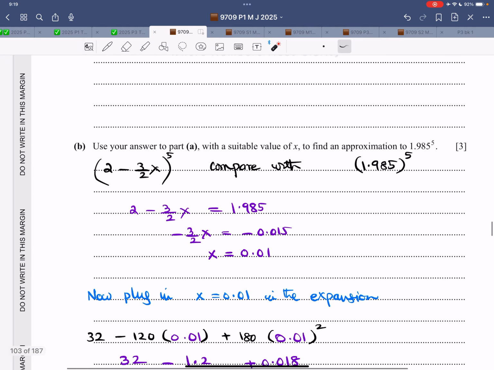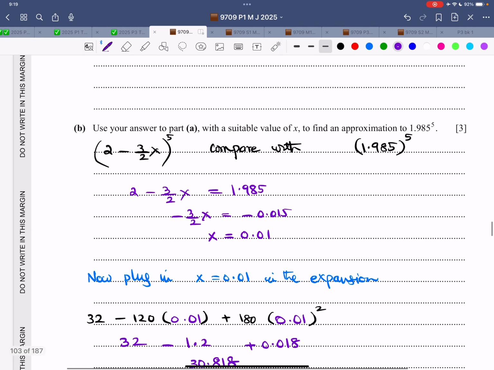And then when you proceed, use your answer to part A. So now this was kind of new in the sense that they asked us an out-of-box question. Use your answer to part A. Naturally, they are giving us the hint with a suitable value of x to find an approximation for this thing. So now this is the answer of part A.